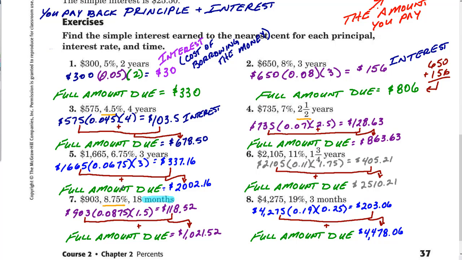Moving down to number 7, the 18 months. Remember, this is all in interest per year, so 18 months is 1.5 years. So we'd have to multiply by 1.5. And then finding number 8, the 3 months is 1/4 of a year. And so that would be 0.25. All right, so there you go.